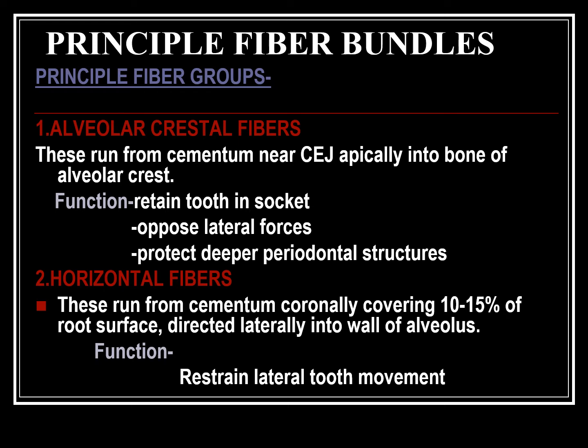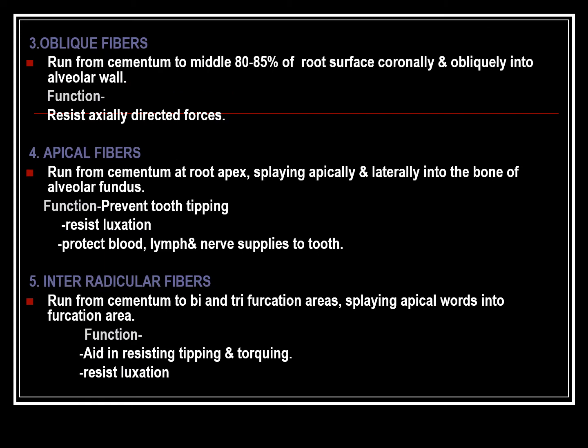The second group of fibers is the horizontal fibers. These run from cementum coronally covering 10 to 15% of the root surface and directed laterally into the walls of the alveolus. Their function is to restrain the lateral tooth movements. Then coming to the oblique fibers, which is the next group of the principal fibers, it runs from cementum to middle 80 to 85% of root surface coronally and obliquely into the alveolar wall. Their function is to resist axially directed forces.